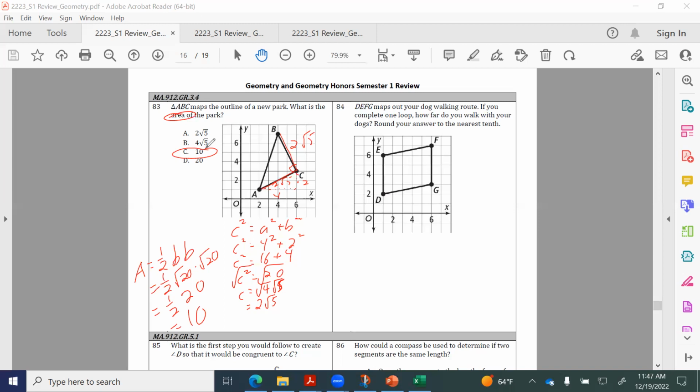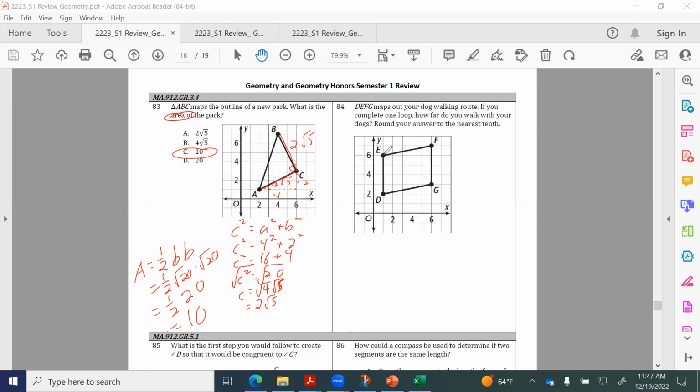All right, on 84. PEFT maps out your dog walking route. If you complete one loop, how far do you walk with your dogs? Round it to the nearest tenth.